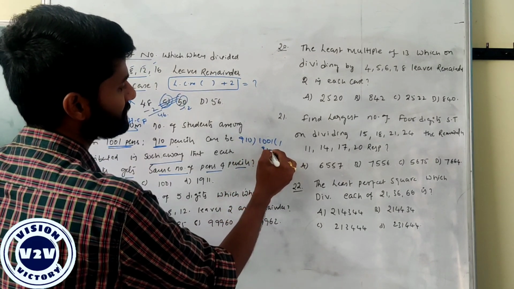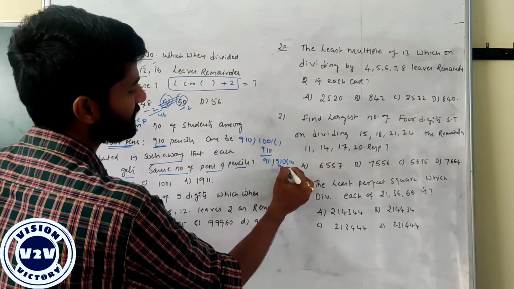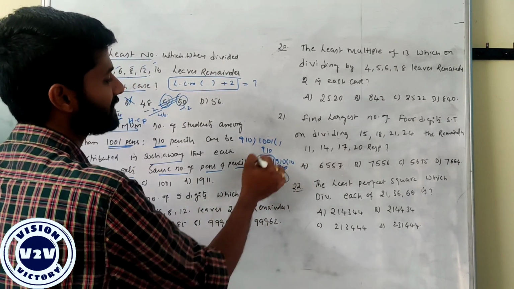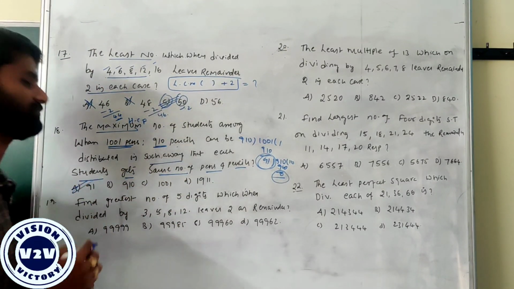So 9 10 times, so we get 91 as the remainder. And 91 is exactly 10 times, we get 0 as a remainder. If we get 0 as a remainder, the previous divisor is the highest common factor. So the option is equal to 91.